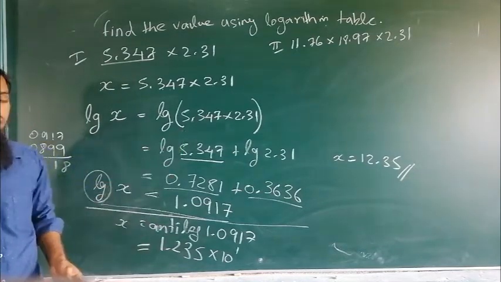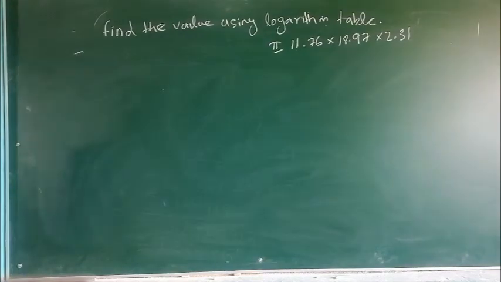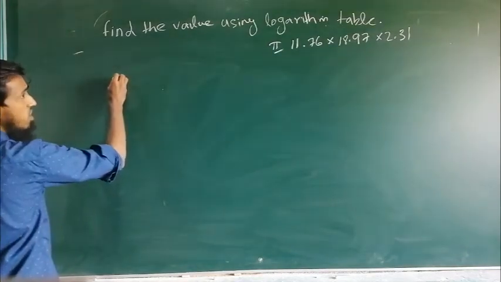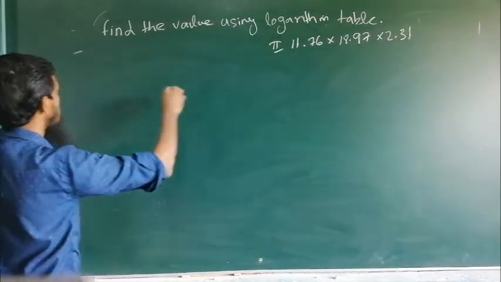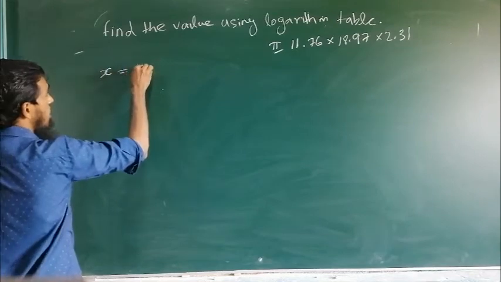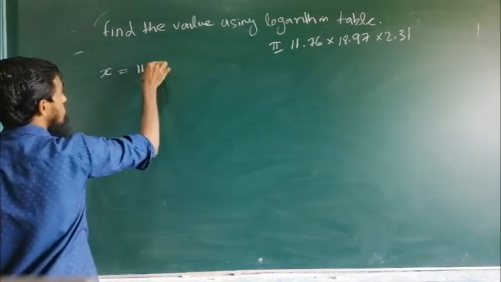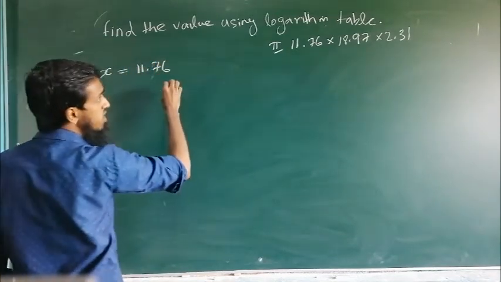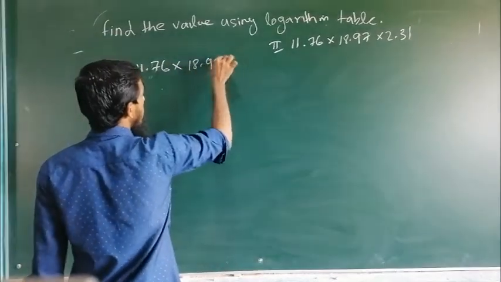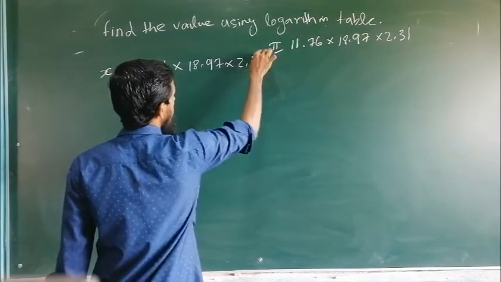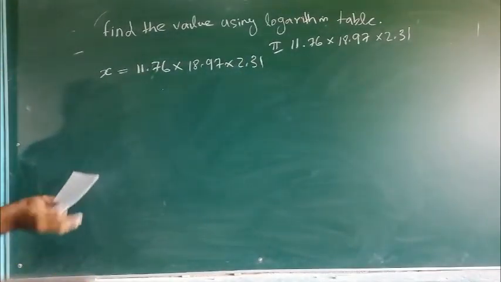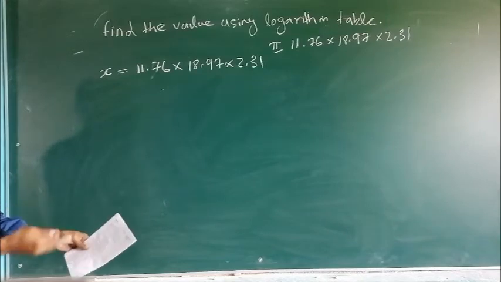We'll discuss the second question. Okay, what we have on the second question. So the first basic step, we write the values from the multiplication. We write it as x, so x equal 11.76. We write exactly what is given. What is given? So 18.97 into 2.31. So the next step, we need to add logarithm because we need to use logarithm table.